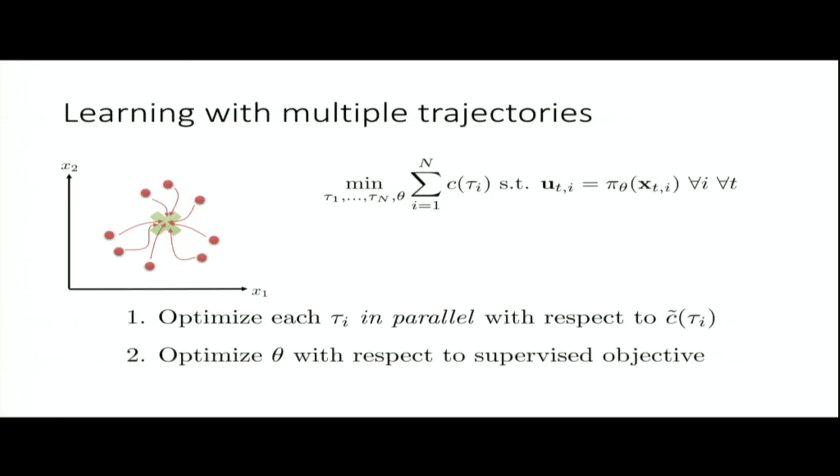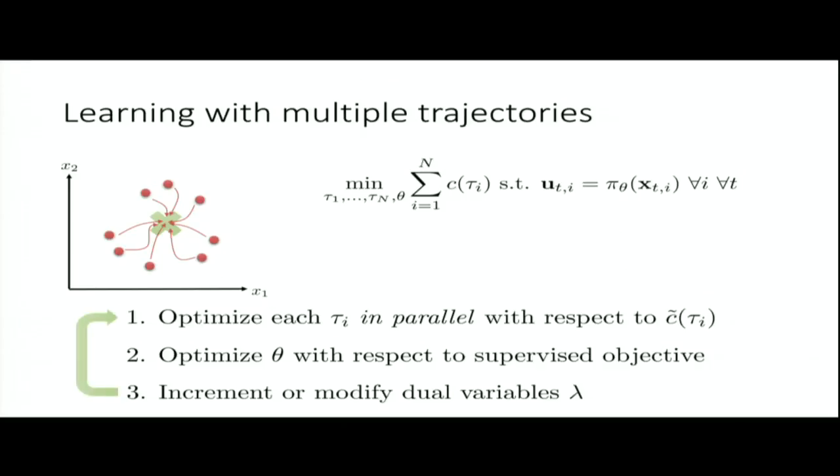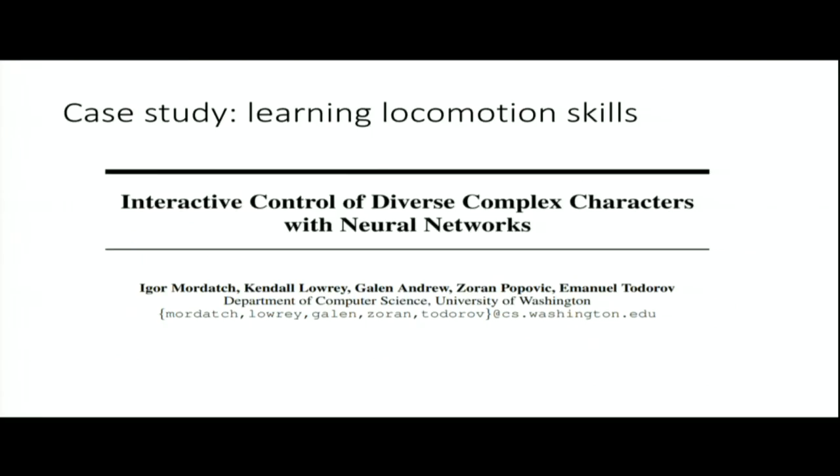In step 2, you bring them all together to construct one supervised training set to optimize theta. So theta does couple them together, and that step has to all run together. It's optimizing one objective for one set of parameters. And then step 3, you increment or modify your dual variables, and here it doesn't matter whether you parallelize it because it's so trivially cheap. And then you repeat. So this method, the deterministic variant of this method with a collocation approach for trajectory optimization and parallelization across multiple trajectories, was described in this paper, Interactive Control of Diverse Complex Characters with Neural Networks by Igor Mordatch.